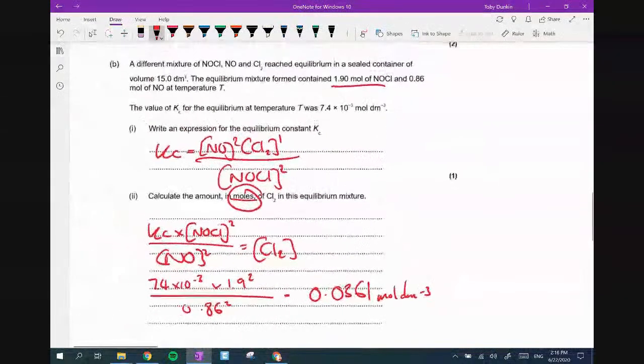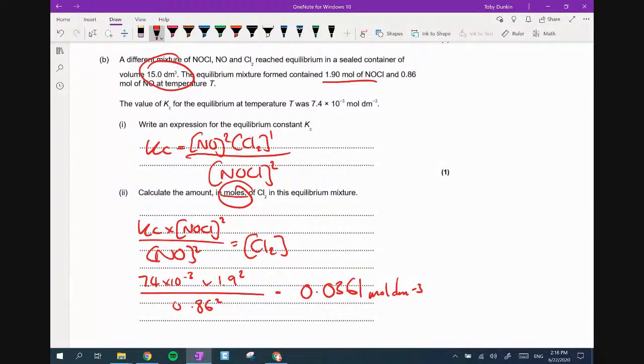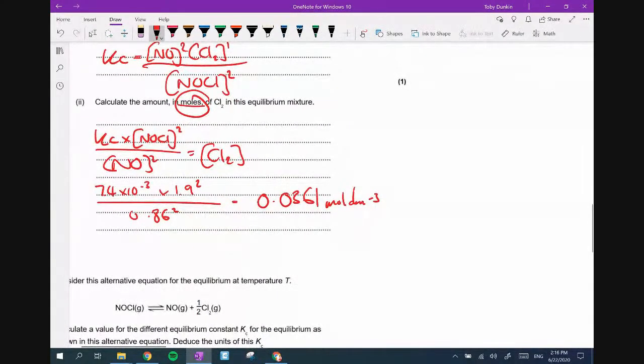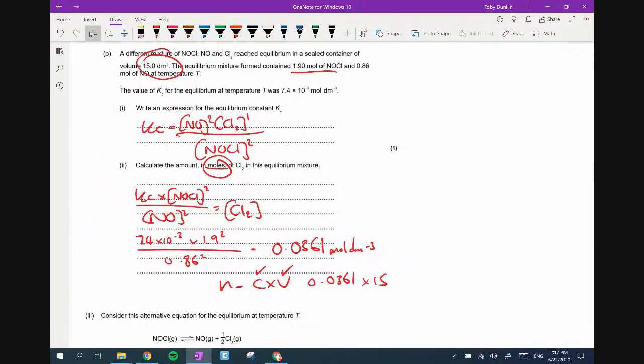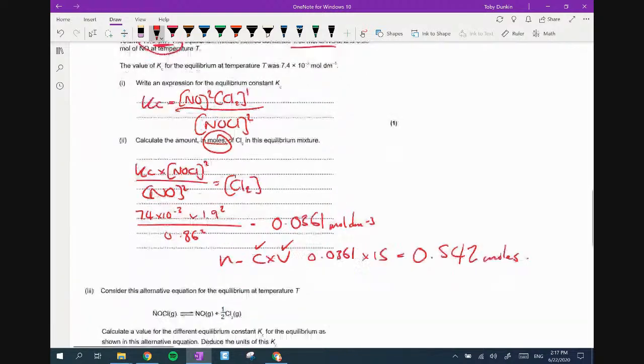So the great thing is, what was my volume? 15. So number of moles equals C times V over 1,000. Well, I've got concentration and I've got the volume. So input my numbers, 0.0361 times a volume of 15. I don't need the 1,000 because I'm in dm cubed since it's a gas. I'm going to get no rounding errors at all now, and I end up with 0.542 moles of chlorine at equilibrium.